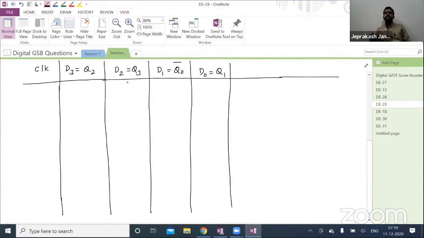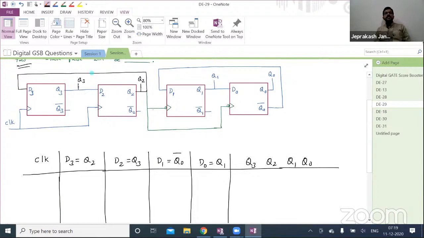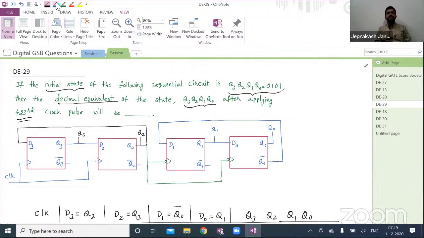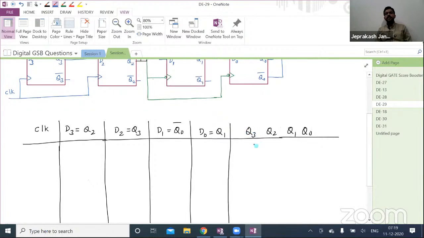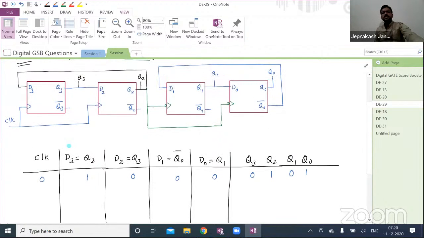Since you have 4 D flip-flops, you will have 4 inputs, D3, D2, D1, D0, and 4 outputs, Q3, Q2, Q1, Q0. Initially, the initial state mentioned is 0, 1, 0, 1, in the absence of the clock signal. With the help of this, you can now determine the inputs. Q2 is 1, Q3 is 0, Q0 bar, that is 1 bar, is 0. Now just observe the circuit diagram carefully.